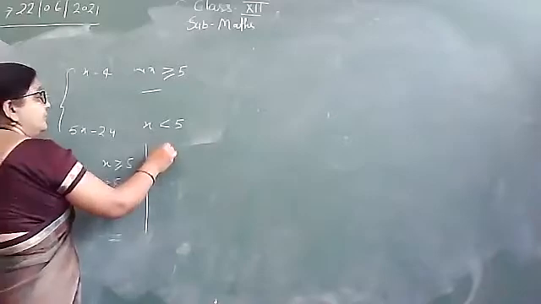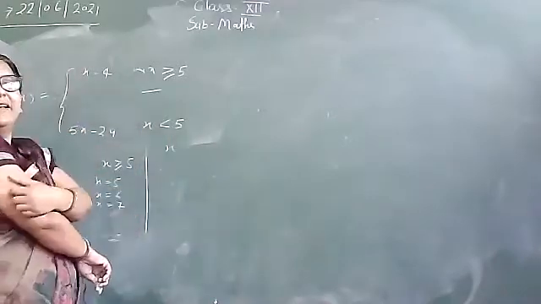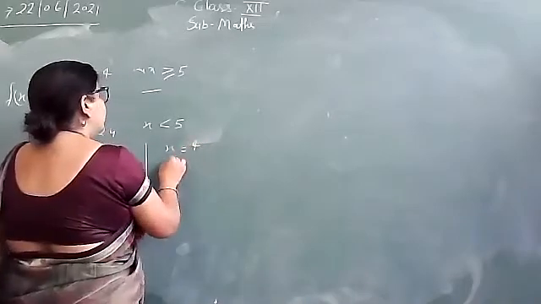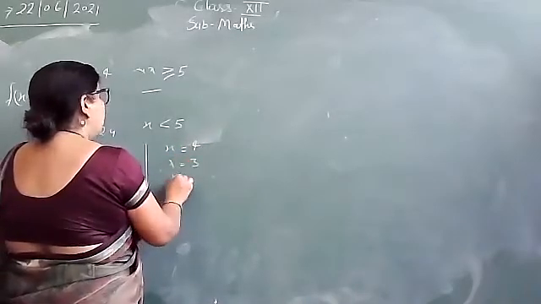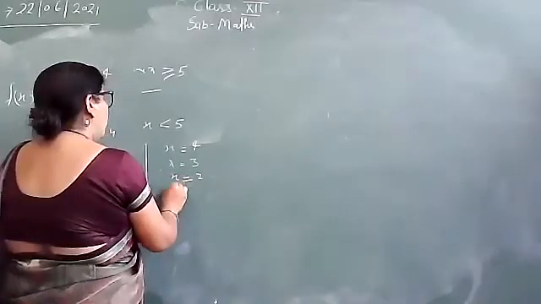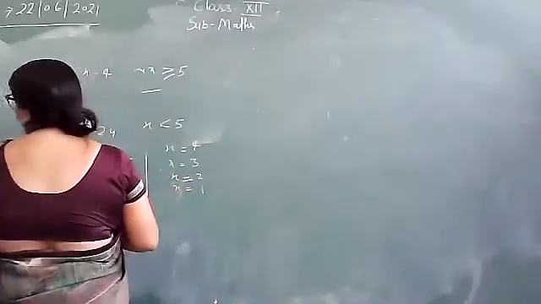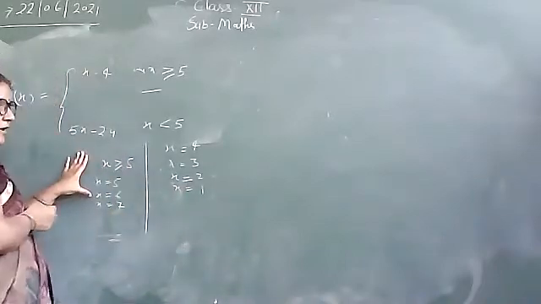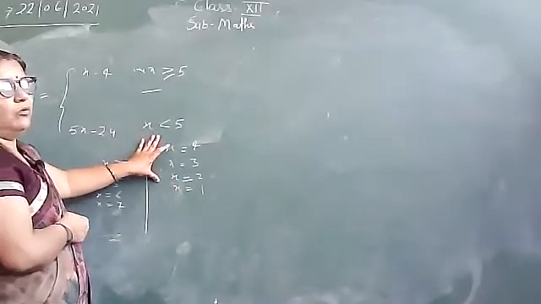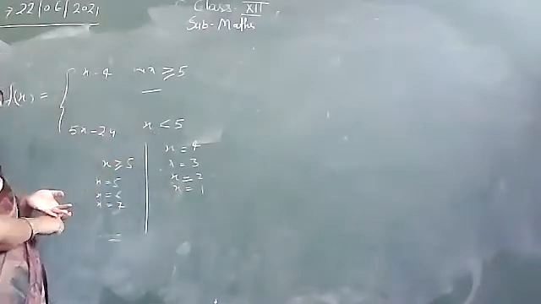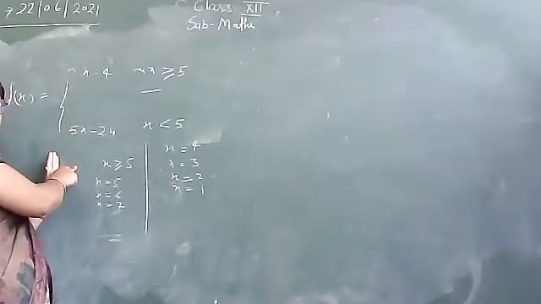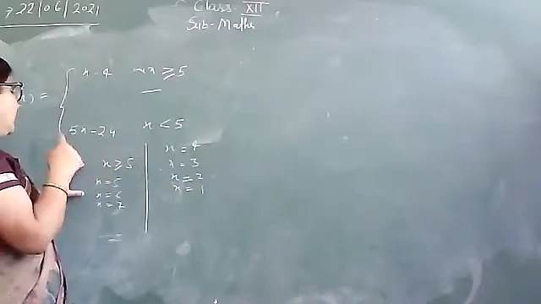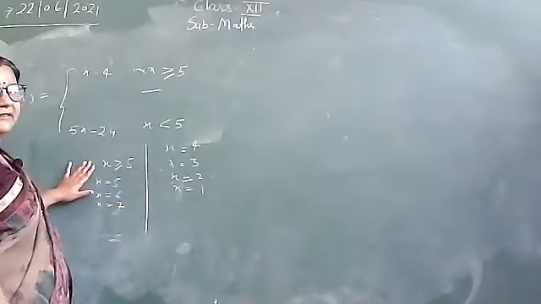And here x is less than 5, not equal. That means here is 4, 3, 2, 1, 0, etc. So we saw here this is a greater value and this is a lower value. So we take left hand side limit and right hand side limit in this case. If we take RHL, we saw this is greater, so we take RHL.